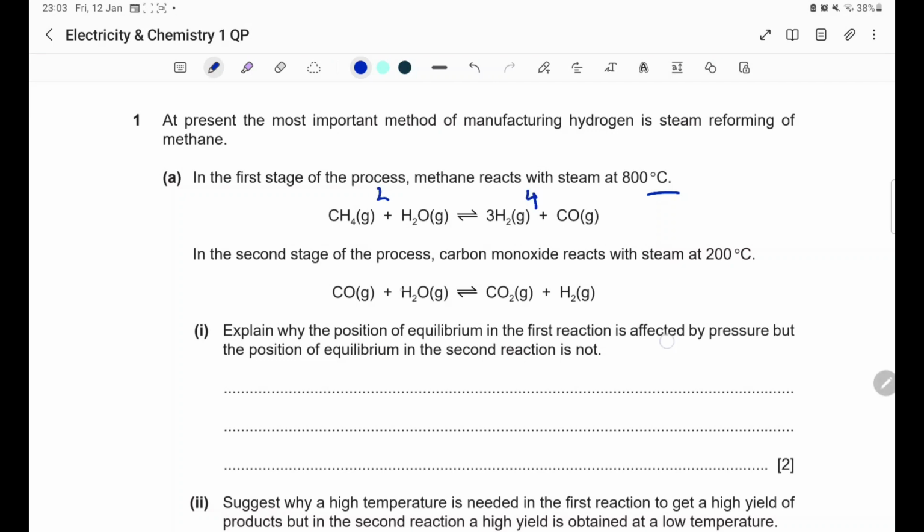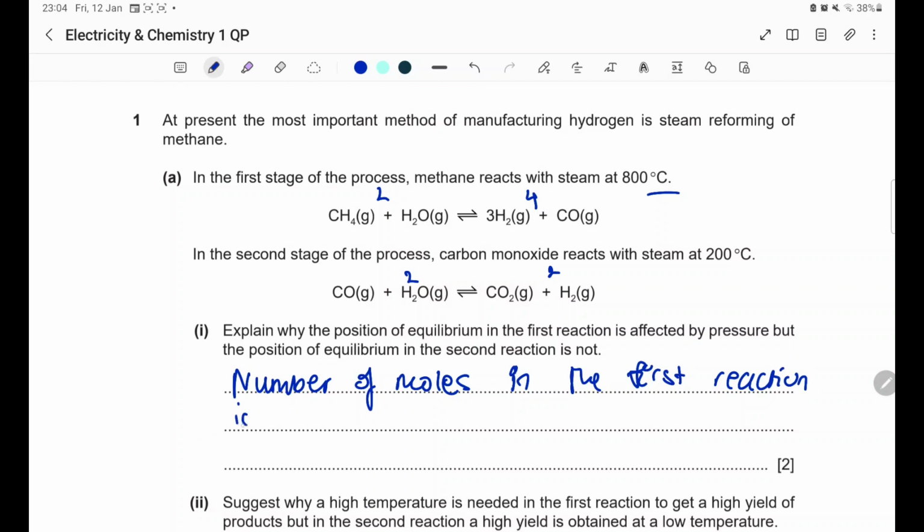Number of moles, number of moles. So simply the number of moles in the first reaction is different, whereas the number of moles in the second reaction is equal.